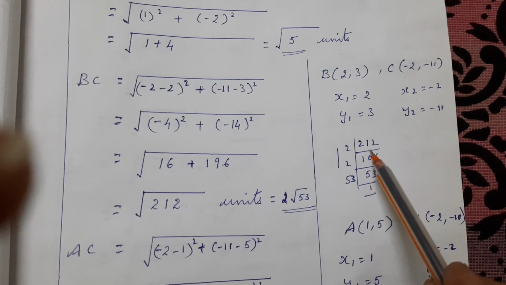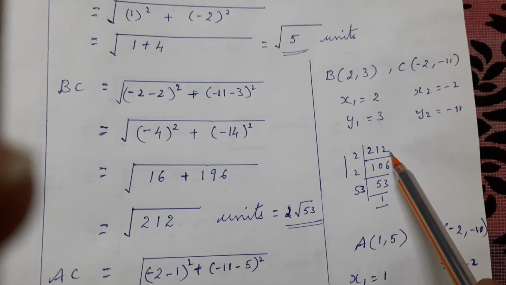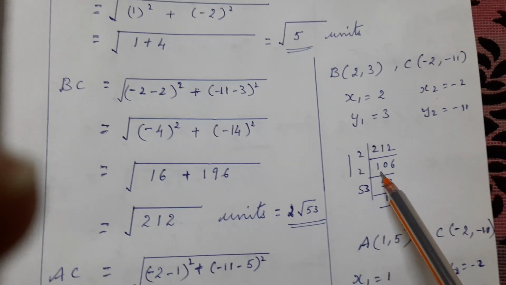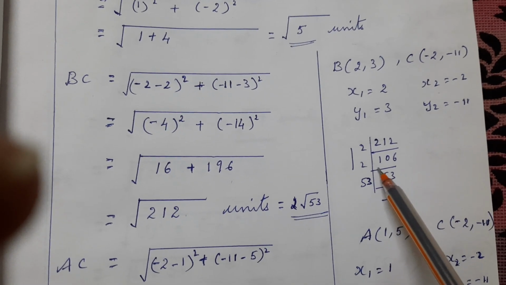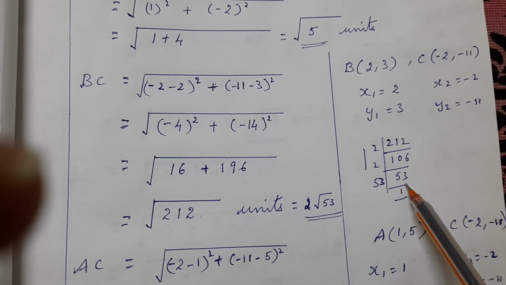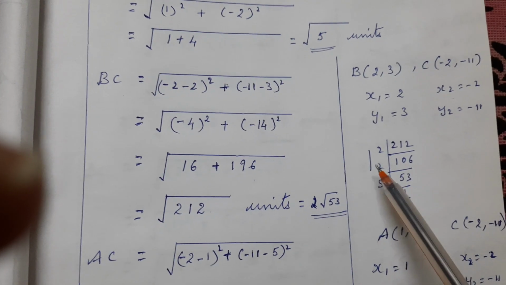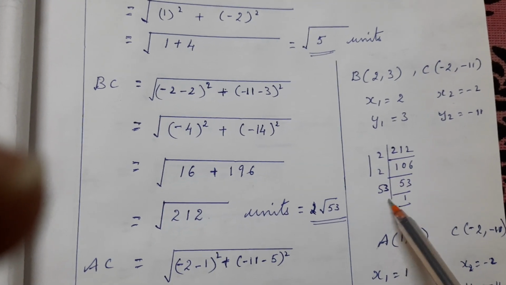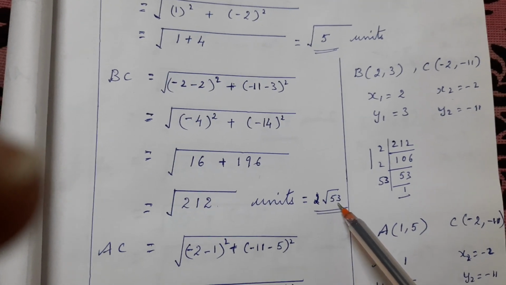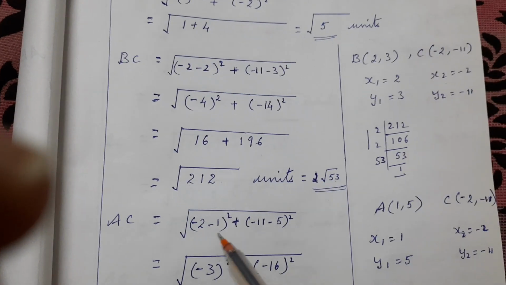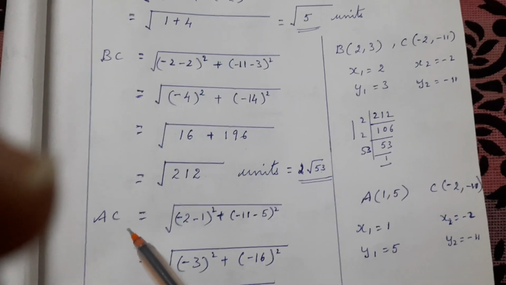Now when I take 212, I can divide by 2. So it is 106. Again when I divide by 2, I get 53. 53 is a prime number. 53 goes in 53 one time. So pairing, only 2 you can pair. So it is 2 root 53. Okay. Next you have to find AC.